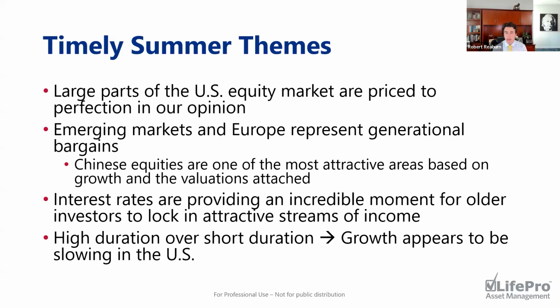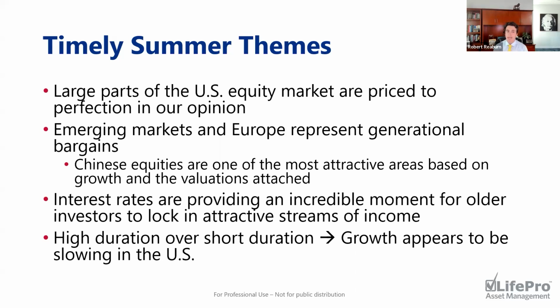We're definitely looking at high duration versus short duration. For many years, we had been on the side of short duration because we have an inverted bond curve. What an inverted bond curve means is that interest rates are higher for short-term bonds than they are for long-term bonds. Now, that remains the case, but what we are starting to see is that growth is starting to slow in the US. And when that happens, your long-term rates start to decline a little bit. And if you own a bond and rates go down, the price of those bonds go up.